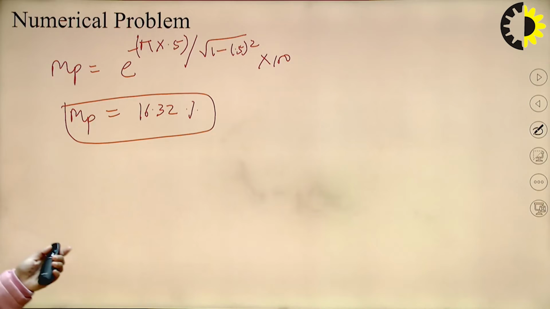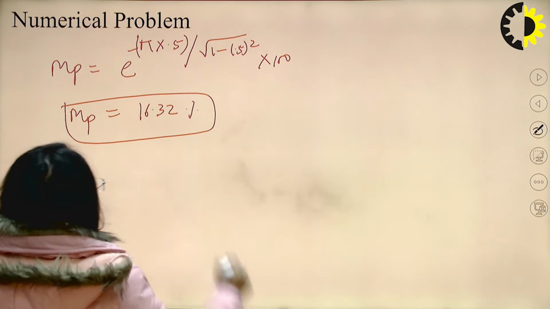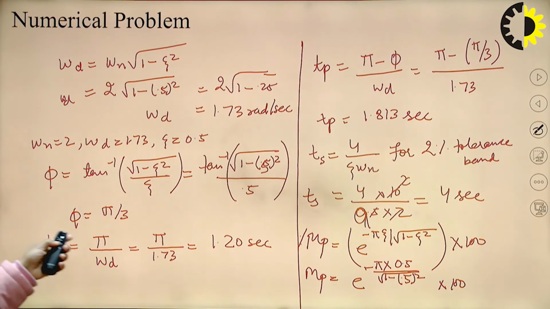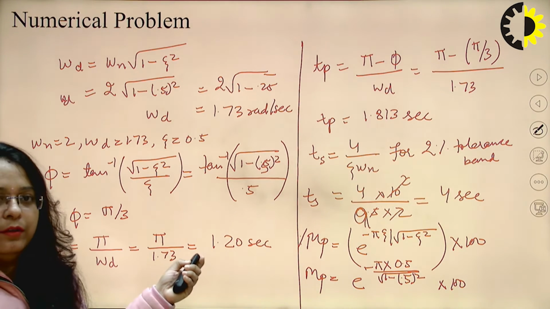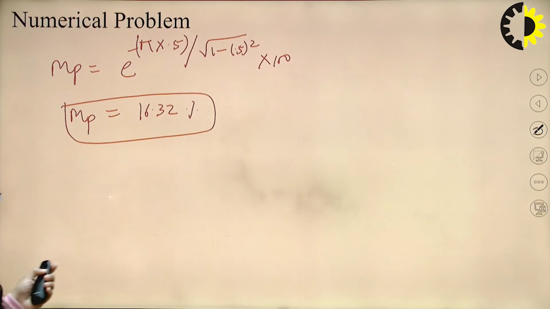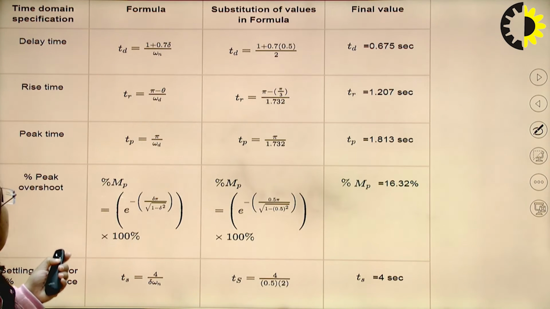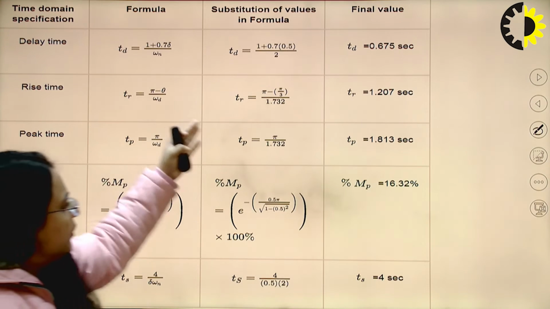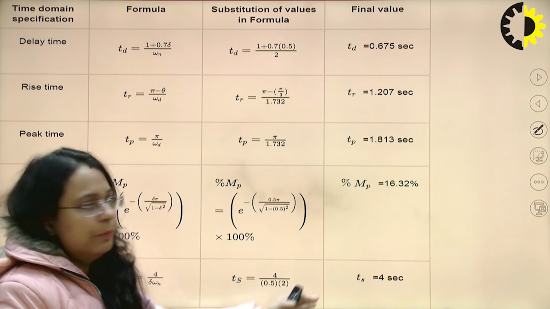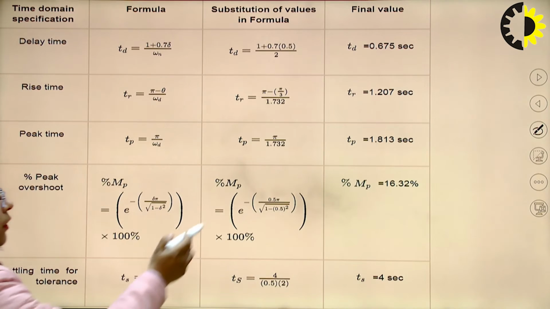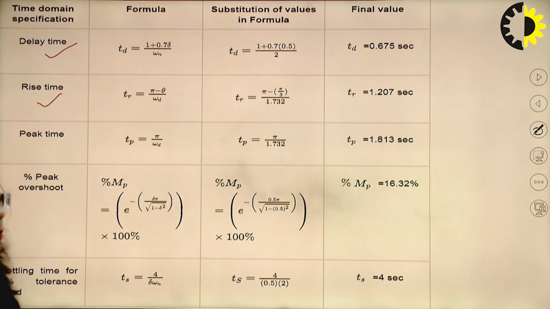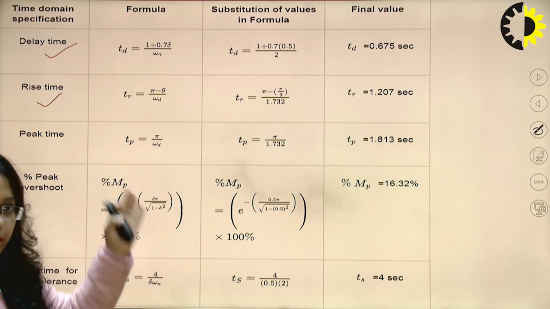You simply put the values here and you will get the results. These are the time response specifications for the second order control system. I have just written down the formulas and put in all these values to show the actual values, for example for rise time. You can also calculate the delay time, though we have not covered it in this numerical.